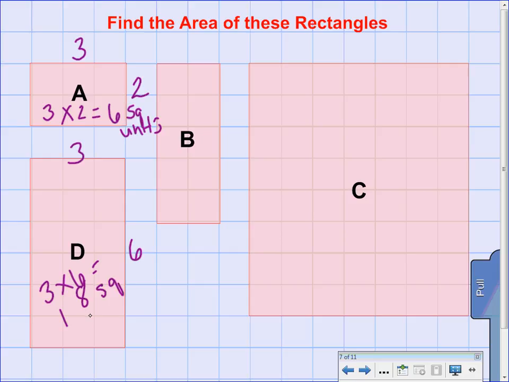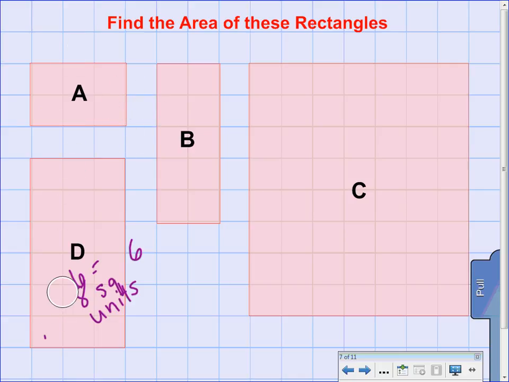Now, on these particular ones, there is a way you can check your answer. You can go in here and count these squares. 1, 2, 3, 4, 5, 6. You know you're correct. You can count all these, and you'll come up with 18 and know you're correct. So, you go ahead and do B and C on your own and see how you do.